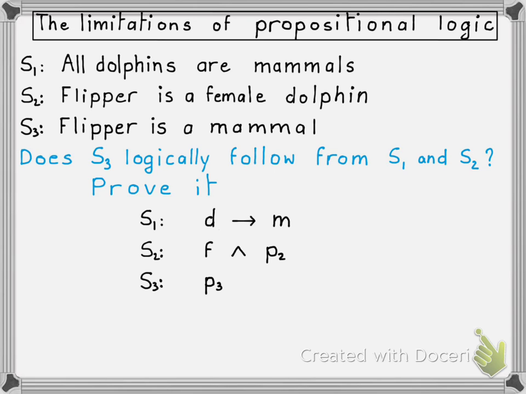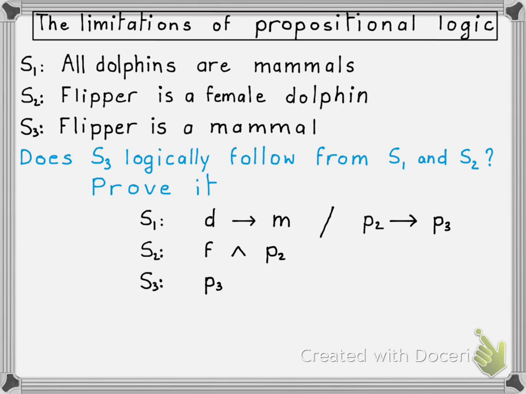Now, let's see what would happen if we change the propositional logic formulation in the following way. Let's say we replace the proposition for S1 from D implies M to the other conditional P2 implies P3. Now, why would that even be a good idea? Well, because at least now P3 appears inside S1, so it has a direct connection to S3.